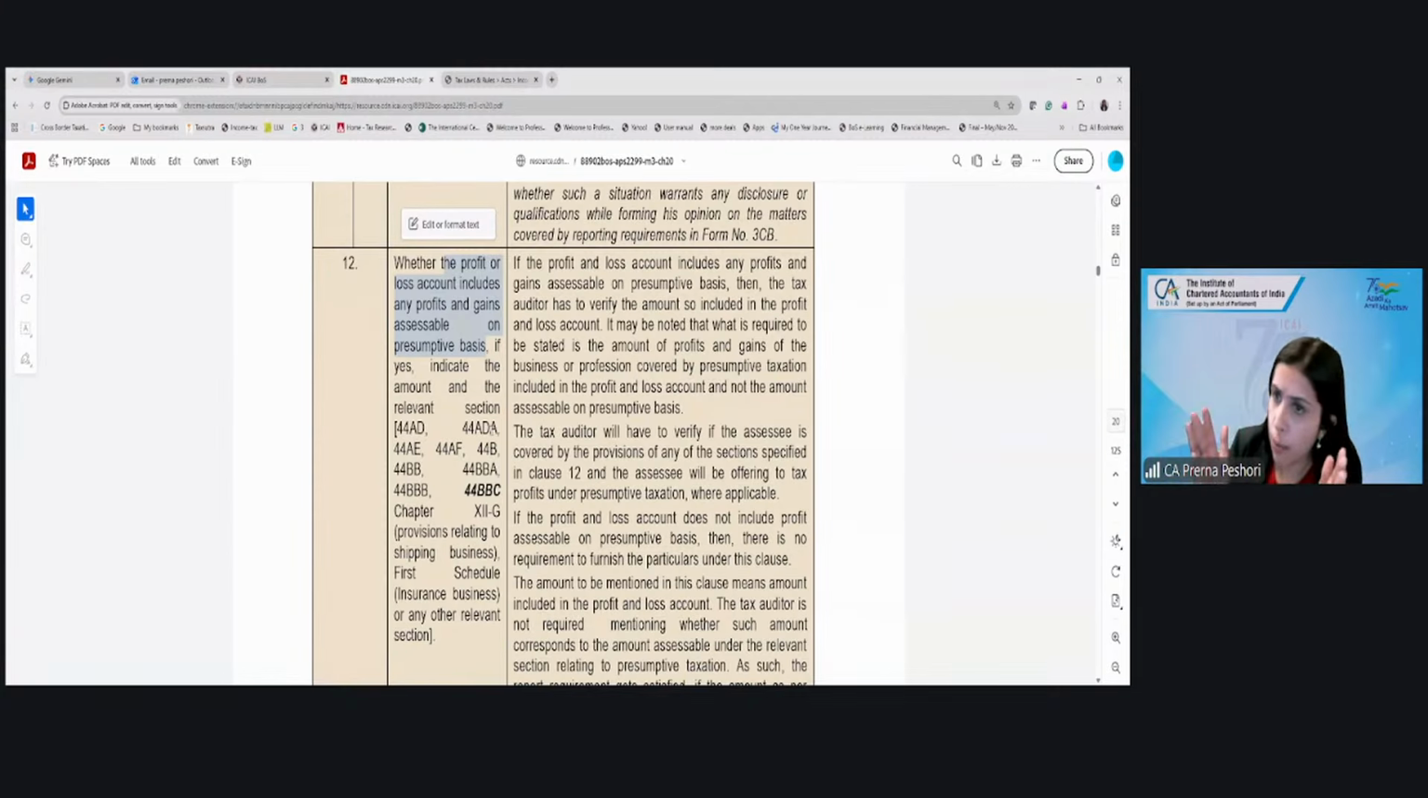So in the total profit, in the net profit which is prepared as per the financial accounting principles, what is the profit which is assessable on presumptive basis? So the tax auditor needs to state that in clause 12. It is only the amount of profit which is included under the profit and loss account which is covered by presumptive taxation, and not the actual amount that you're going to offer as per the presumptive basis. Are we getting this particular point?